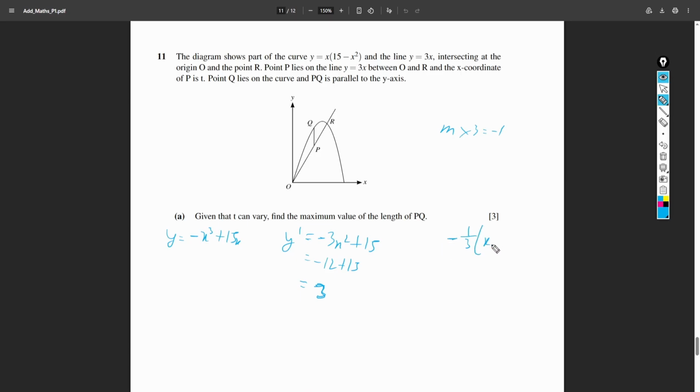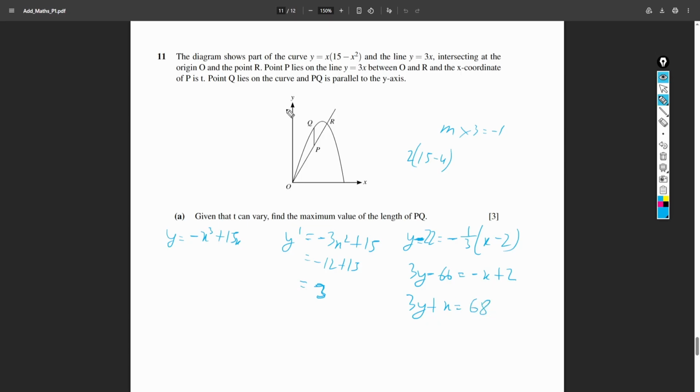Now we use the line equation. We know the x, so y minus, and we need to find the y value. We input the 2 into this formula, so we get 30 minus 8, that's 22. So y minus 22 is equal to this. That's the equation of the perpendicular. We can further simplify this, multiply by 3, so 3y minus 66 equals minus x plus 2, or 3y plus x equals 68.